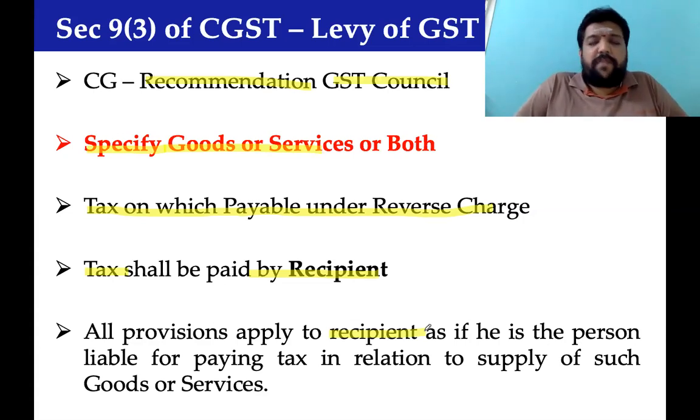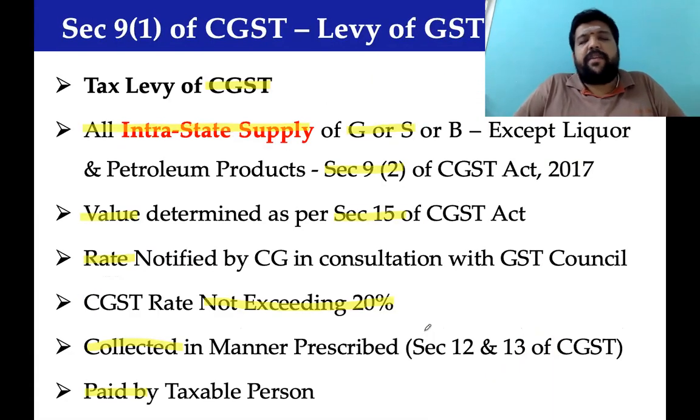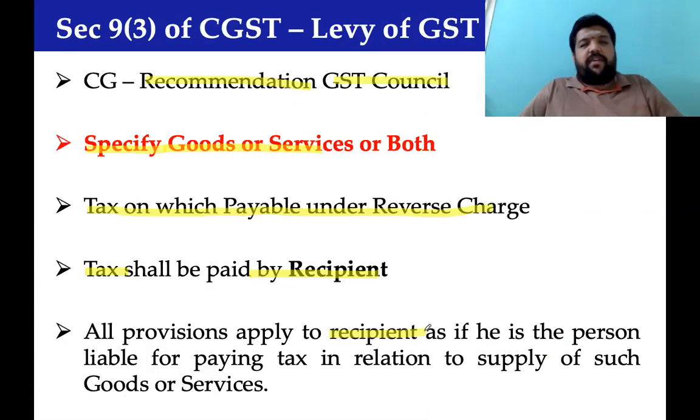All provisions will apply means value will be determined as per section 15. Time of supply will be determined as per section 12 and 13. Maximum rate of tax cannot be more than 20%. All means all. For us, the core discussion here in 9(3) is that not all goods and services are liable under reverse charge. Notified goods and services alone are liable under reverse charge.